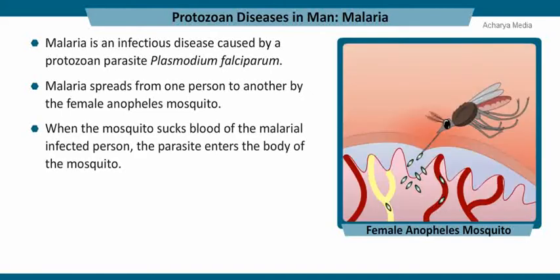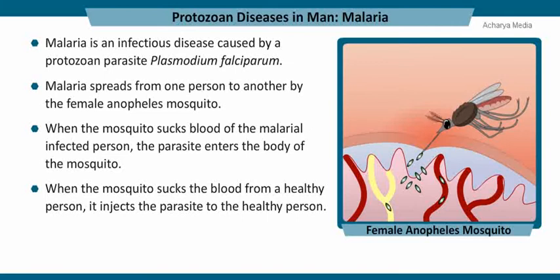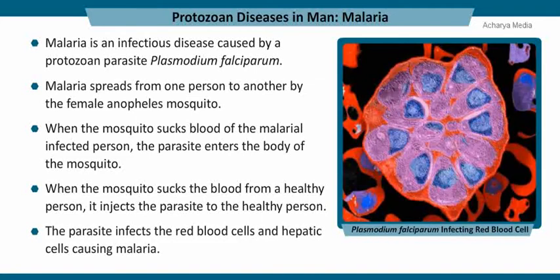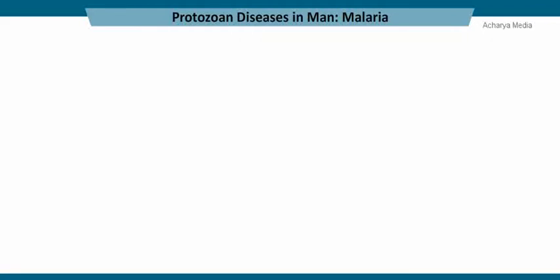When the mosquito sucks blood of the malaria-infected person, the parasite enters the body of the mosquito. When the mosquito sucks blood from a healthy person, it injects the parasite into the healthy person. The parasite infects the red blood cells and hepatic cells, causing malaria.